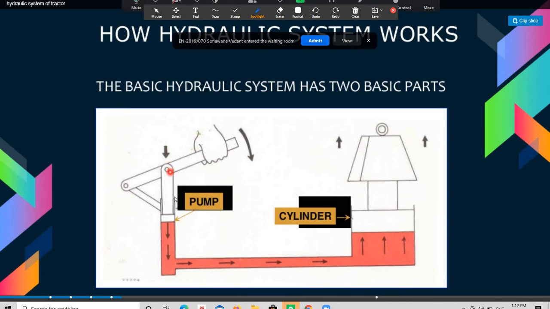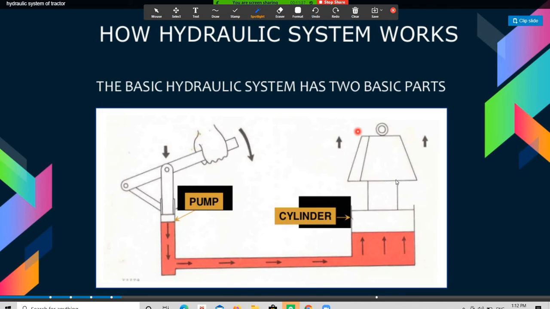When we apply pressure on that liquid, what happens? That pressure is transmitted to the surface of the container. So we apply the load here, and that load is raised with the help of the high pressure liquid.